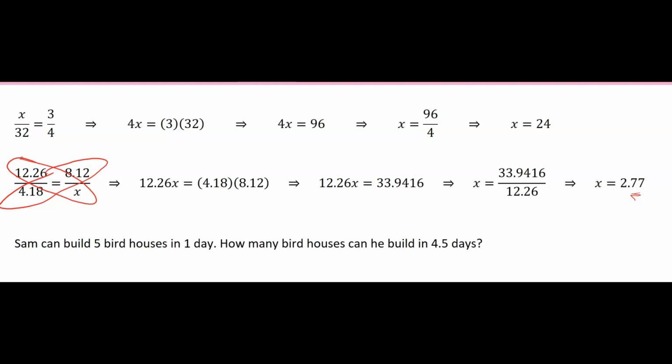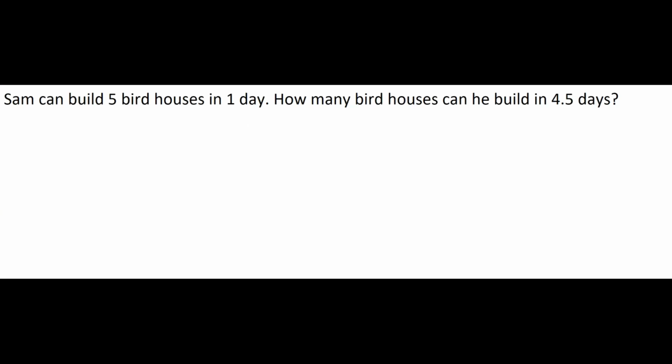Here's another example. Sam can build 5 birdhouses in one day. How many birdhouses can he build in 4.5 days? So I will set up a ratio. We'll do the number of birdhouses in the numerator, and in the denominator, the number of days. 5 birdhouses in one day. And that'll be equal to, how many birdhouses can he build in 4.5 days?